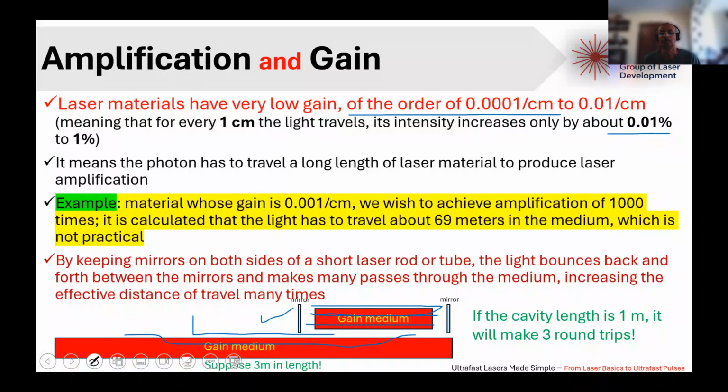Okay, so there is an example here. If you see this green portion here, a material whose gain is 0.001 per centimeter, and we wish to achieve the amplification of thousands of times.